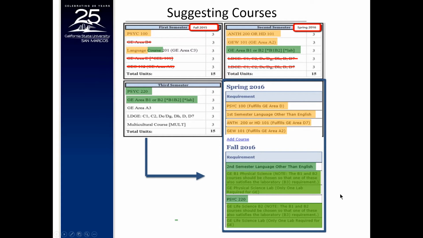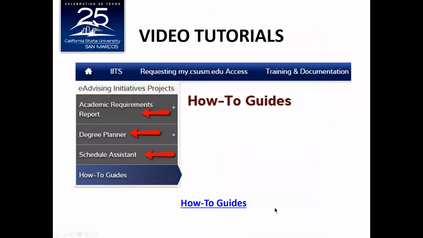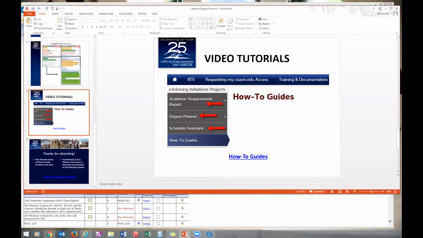Now remember, just because the planner suggests it this way, Casey can decide to drag that course to a different term using her degree planner. And I'm going to show you how to do that later on. So she doesn't have to do that. But let's go ahead and go back into the degree planner here.